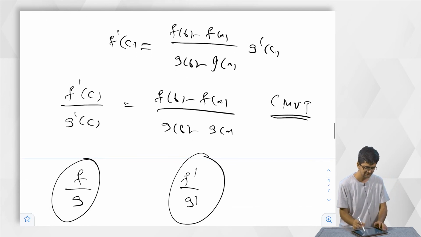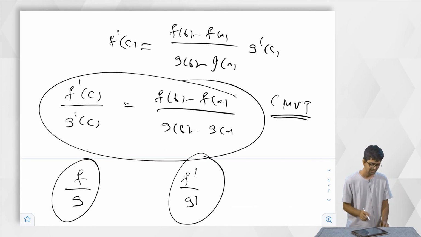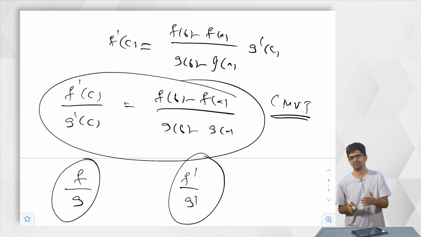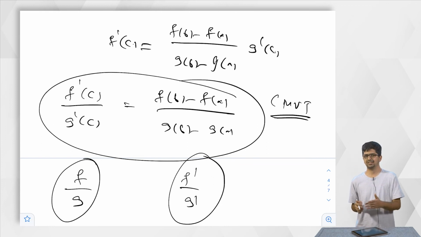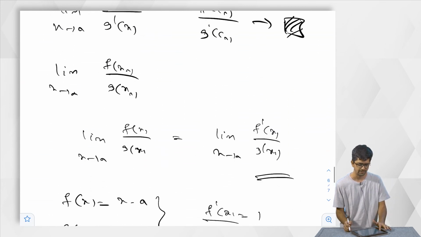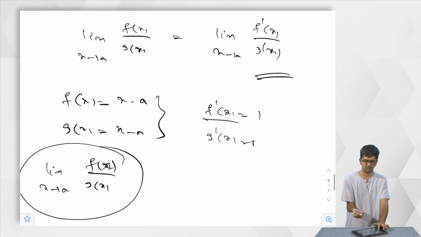And this suggested, just by the first look, that there is some relation between f by g and f dash by g dash. And the first thing that should come to your mind is that we are trying to do something with the L'Hospital rule, and then we have seen just now what the L'Hospital rule is.